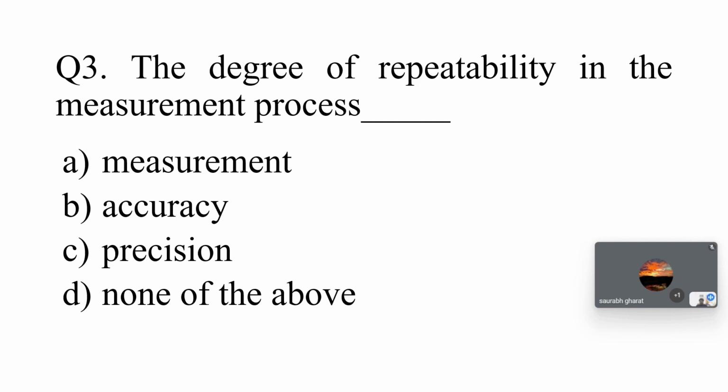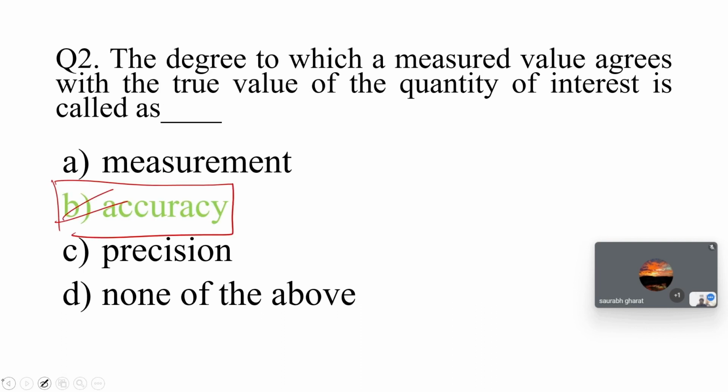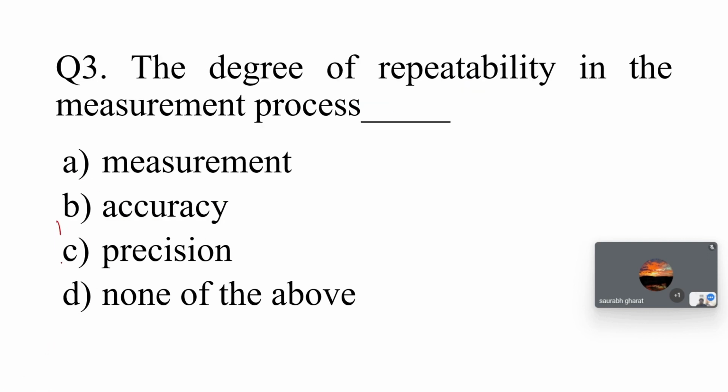Yes, I already told you the answer in the previous part. Okay, so what is the previous part? To get a degree to which the measured quantity value is the true value of the quantity, it's called accuracy. And right now, repeatability is called precision.